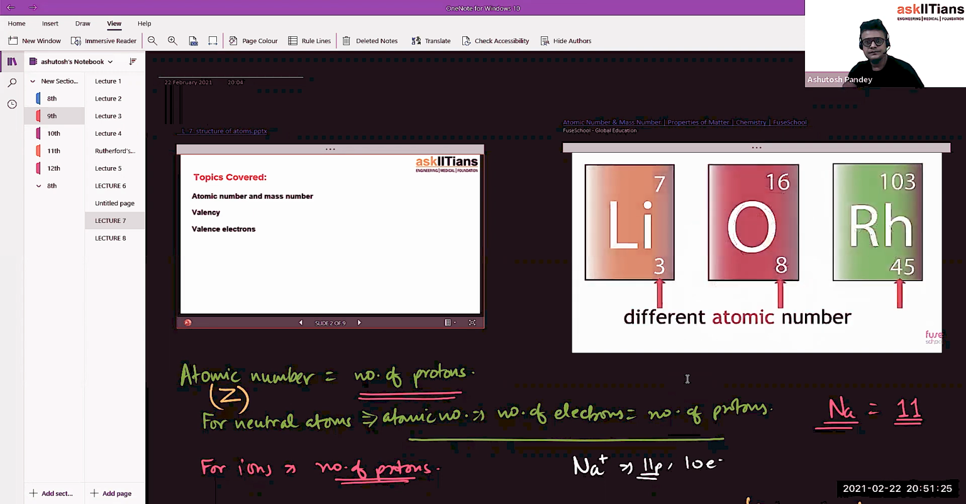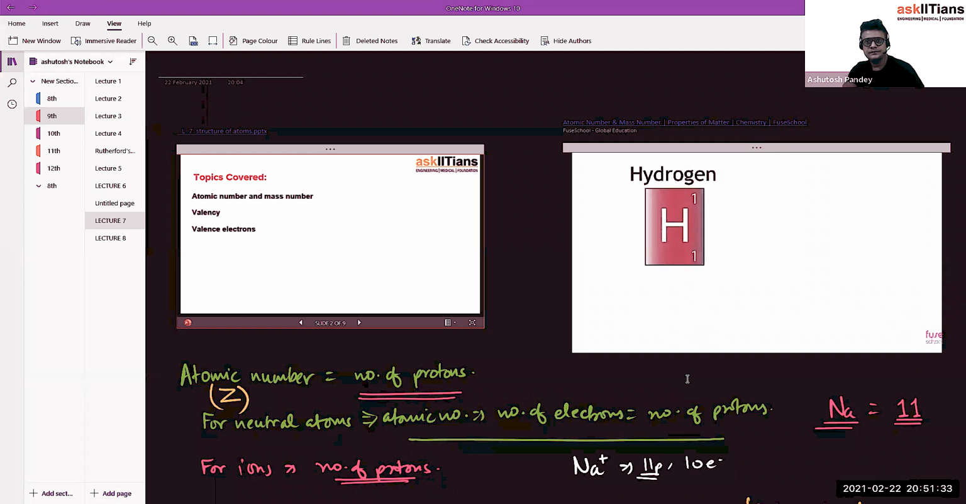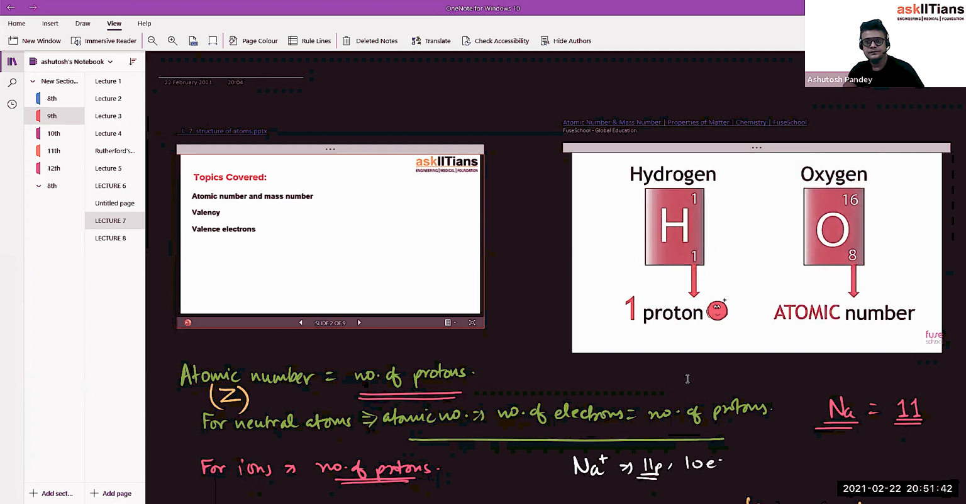Atoms of different elements have a different atomic number, meaning they have a different number of protons. For example, an atom of hydrogen has an atomic number of 1 because it has 1 proton. But an atom of oxygen has an atomic number of 8 because it has 8 protons.